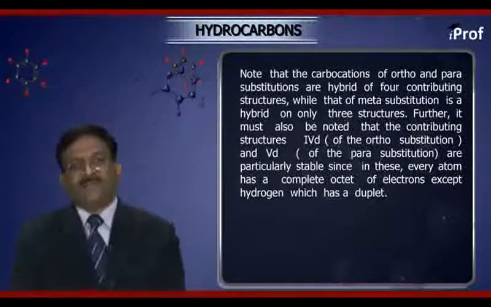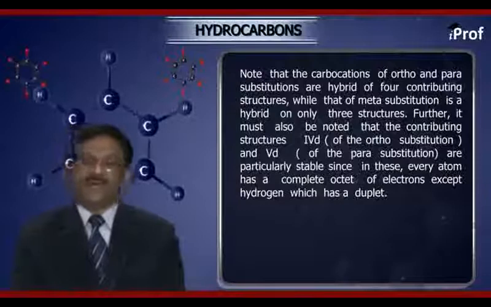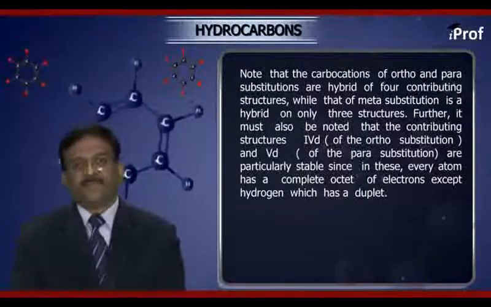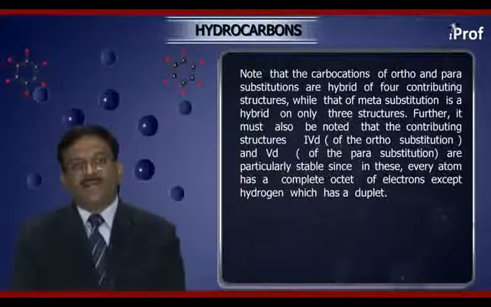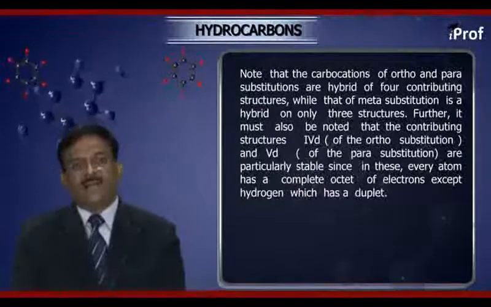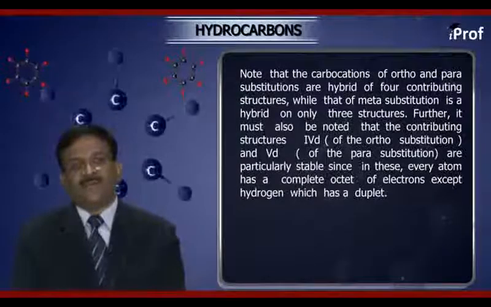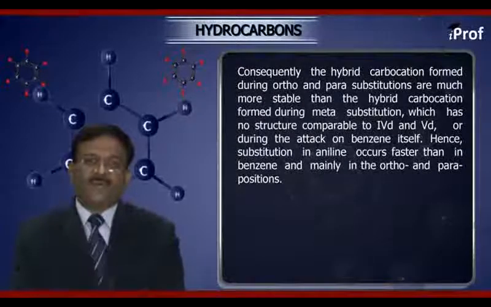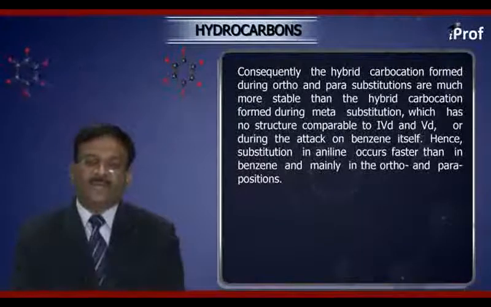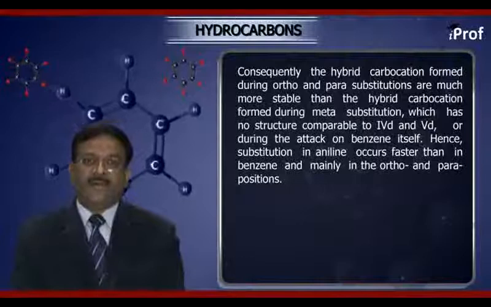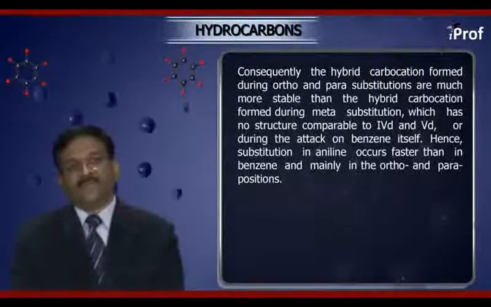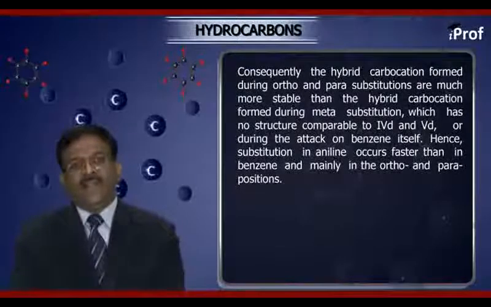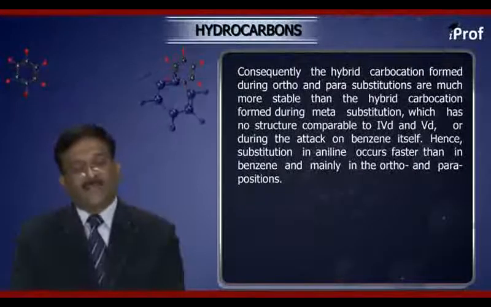Further, it must also be noted that the contributing structures 4D of the ortho substitution and 5D of the para substitution are particularly stable, since in these every atom has a complete octet of electrons except hydrogen, which has a duplet. Consequently, the hybrid carbocations formed during ortho and para substitutions are much more stable than the hybrid carbocation formed during the meta substitution, which has no structure comparable to 4D and 5D, or during the attack on benzene itself.